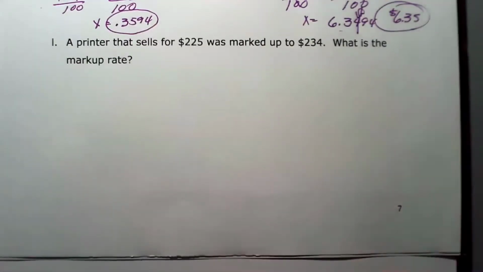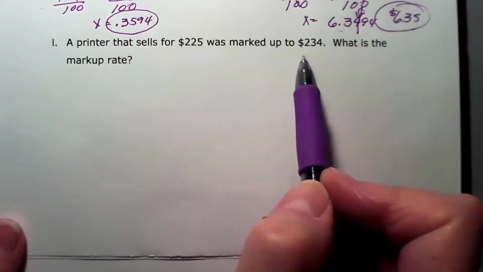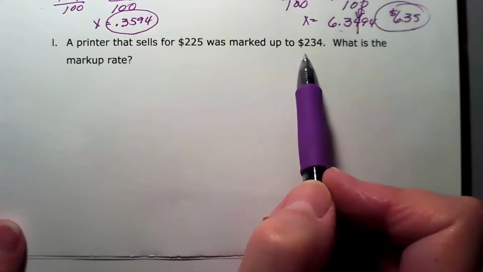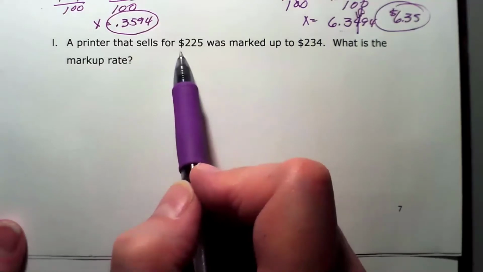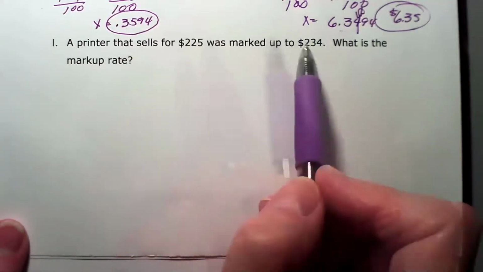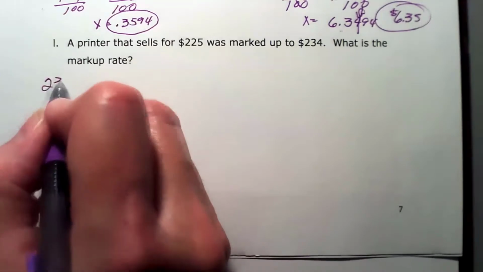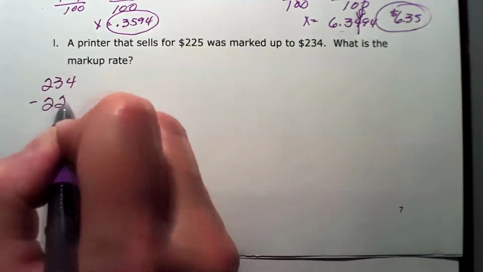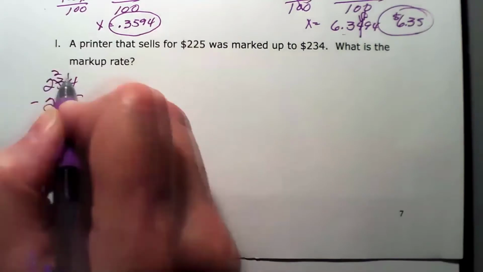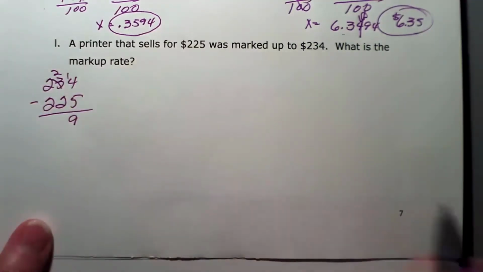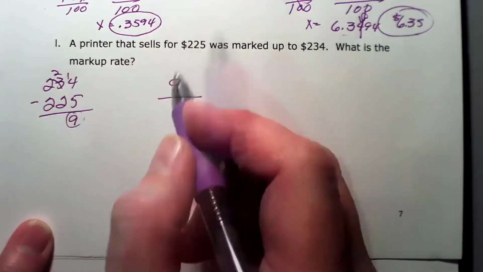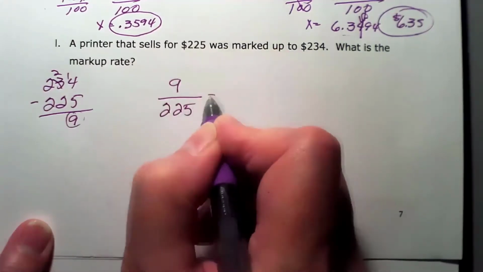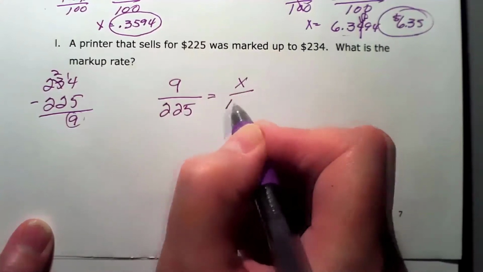And the last one here. A printer that sells for $225 was marked up to $234. What was the markup rate? So for this, we need to find the difference. So how much did they actually mark it up? If they marked it up to $234 from $225, they marked it up by $9. So that would be the amount compared to the original price would give you the percent markup.